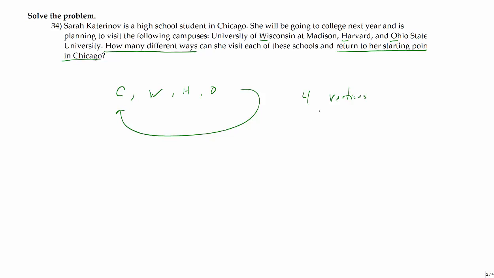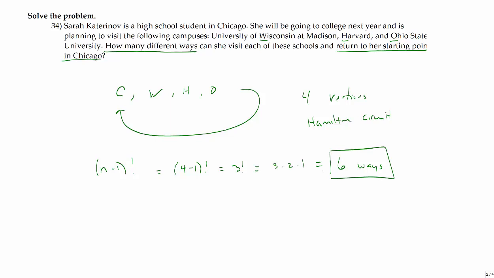And again, think of this as being a Hamilton circuit, since I want to visit every vertex, which is a city. Well, the formula for that is n minus 1 factorial, where n is the number of vertices. So here I've got 4 minus 1 factorial, or 3 factorial. And remember, the factorial is 3 times 2 times 1, so we end up with 6. So there are going to be 6 ways that she can visit these 4 colleges, starting in Chicago and returning to Chicago.